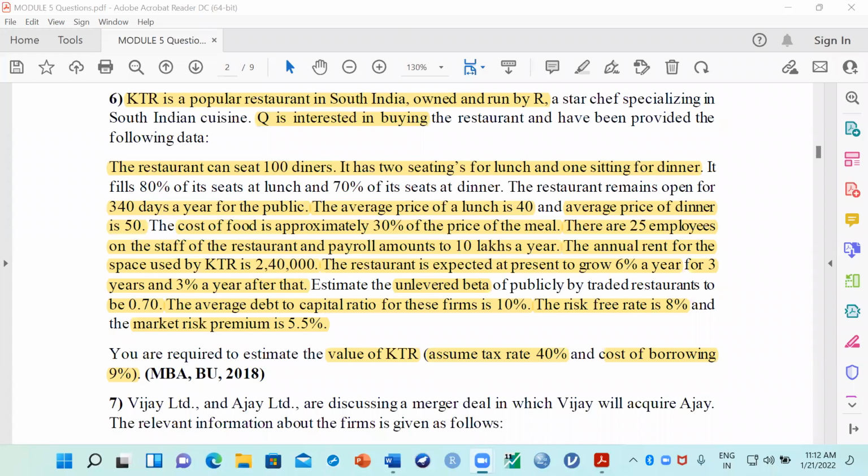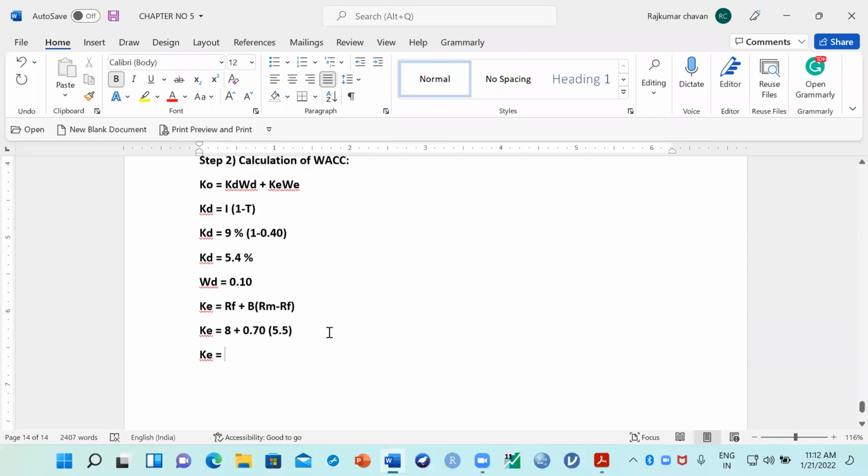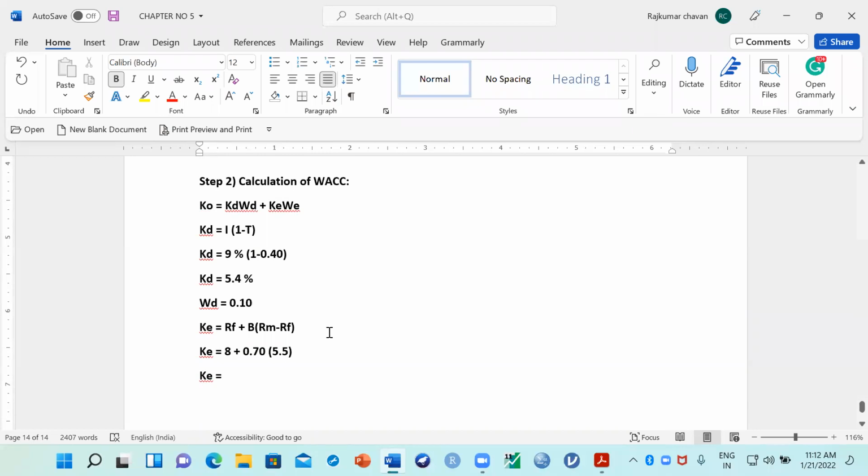What should we write here? Is RM given? So directly they have given the market premium, right? Market premium is how much they have given? 5.5. So KE is equal to how much? 8 plus 0.7 beta and market premium is 5.5. What is the cost of equity? Can you put your answer in the chat box? What is the total cost of equity for this company? It is how much? Okay.